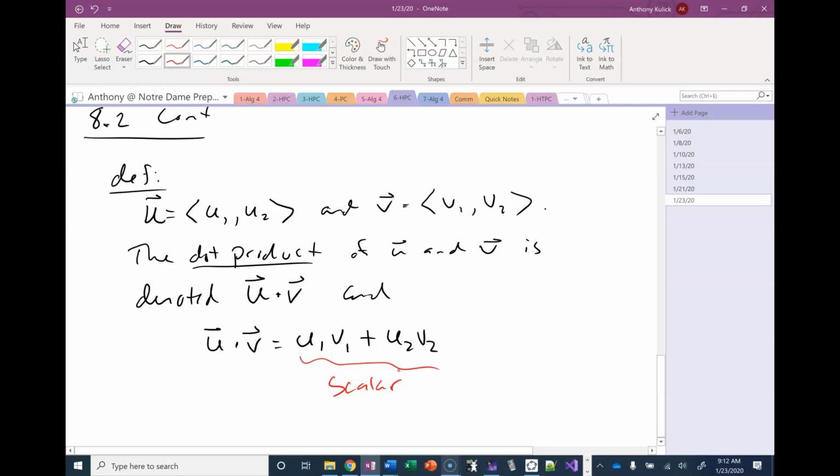U1 and V1 and U2 and V2, those are just real numbers, right? We're getting back a scalar when we take the dot product of two vectors. This is the only vector operation we've seen so far where I don't get another vector back. So that's an important distinction: when you take the dot product of two vectors, you're not getting another vector. You're getting a scalar, just a single real number. Okay? All right.